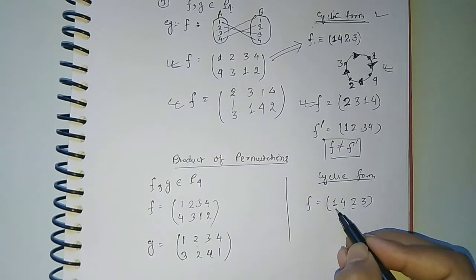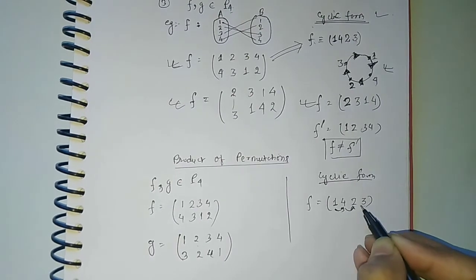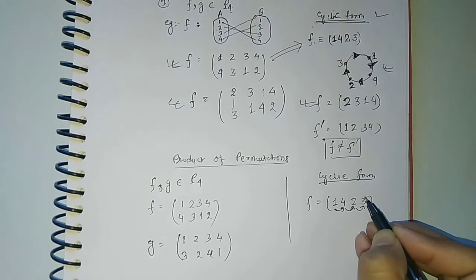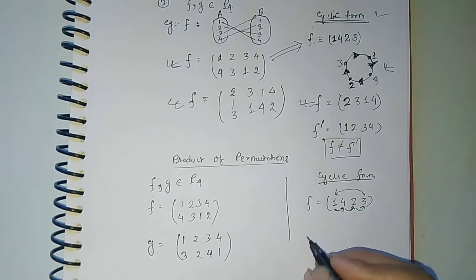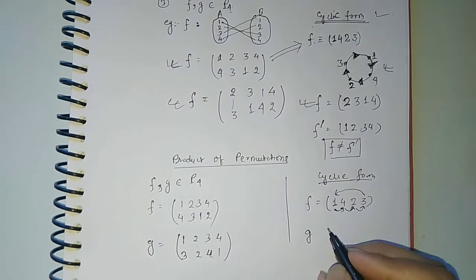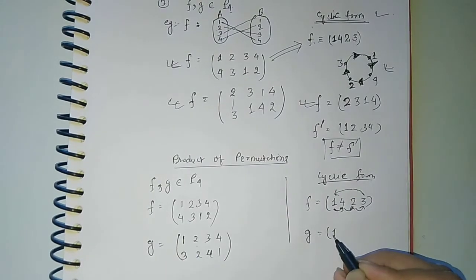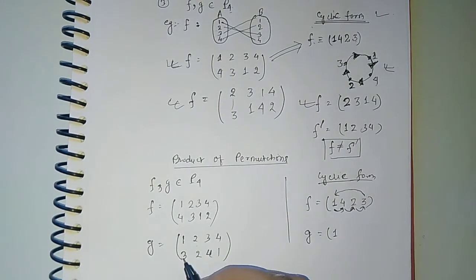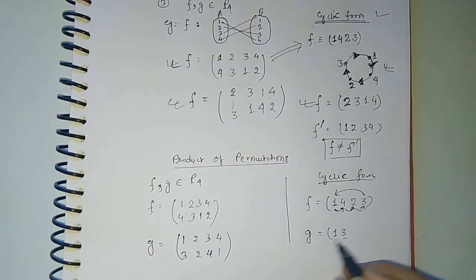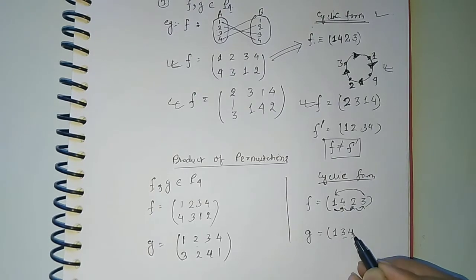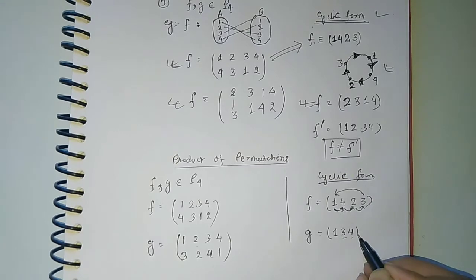So here image of 1 is 4, image of 4 is 2, image of 2 is 3, and image of 3 is 1. So this is the cyclic form. Similarly, we can denote this permutation G in cyclic form. First write 1 and find the image of 1. Image of 1 is 3, so write 3. Now find the image of 3. Image of 3 is 4, so write 4. Now find the image of 4. Image of 4 is 1, but 1 is already here, so close.